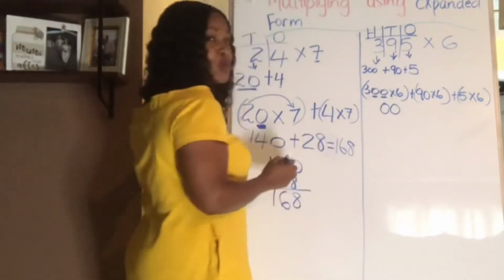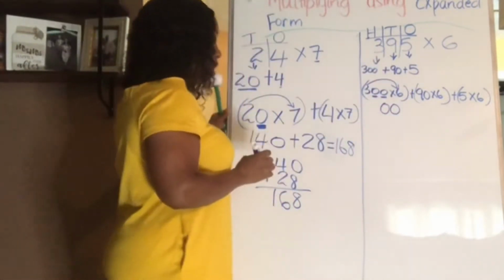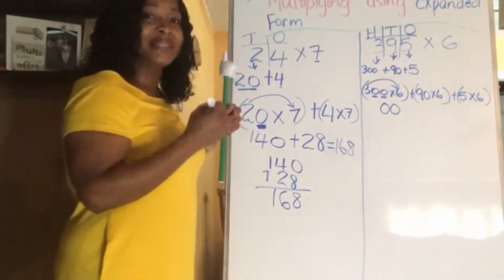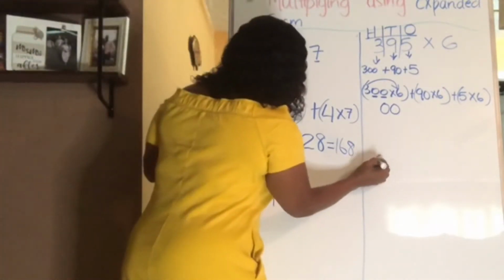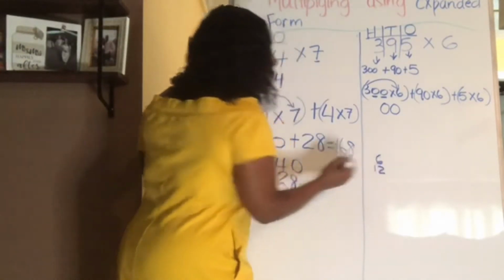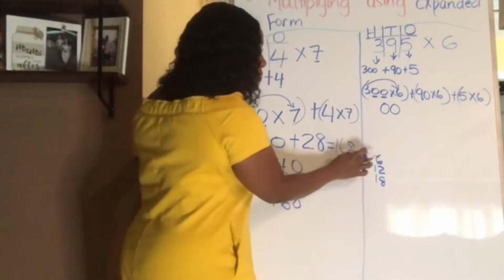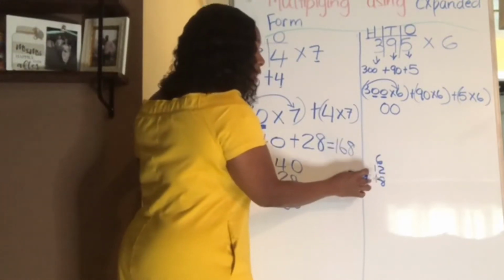So we have 2. Then we go 6 times 3. Now we need to skip count by 6. So the first one would be 6. And if we add 6 more, it becomes 12. And if we add 6 more, it becomes 18. So 6 times 3 is 18.